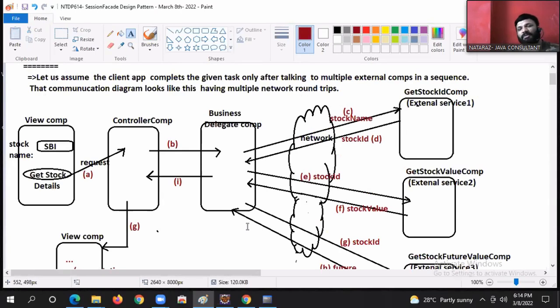I have a problem. To talk with the three components, it has to make three network round trips. More network round trips means more burden, or not? I want a reply, guys. More network round trips means more burden. Are you convinced, my dear?